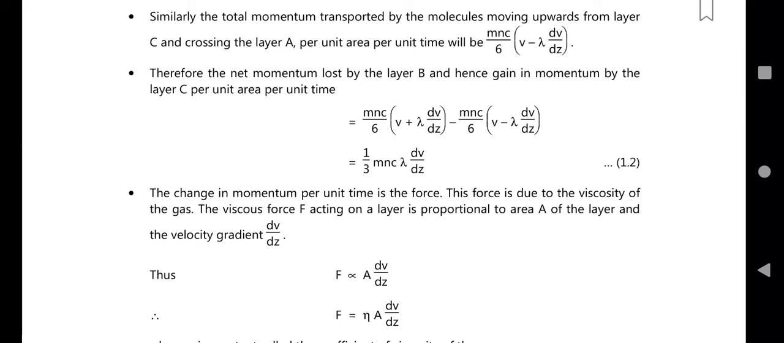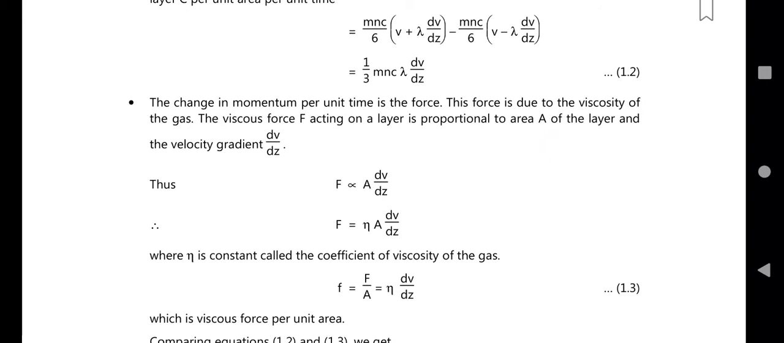Therefore the net momentum lost by layer B, and hence gained by layer C, per unit area per unit time will be mnc. We have to subtract one from the other. So we subtract the lower equation from the upper equation and we get 1/3 mnc lambda dv upon dz.